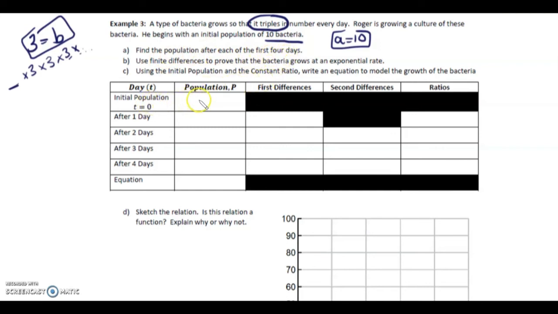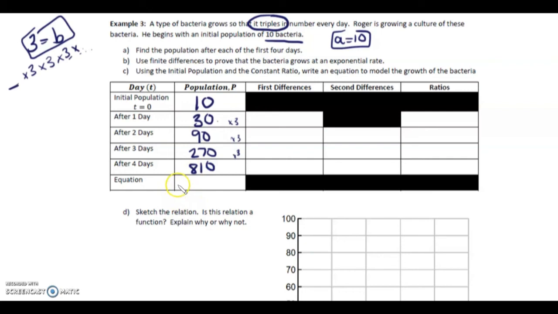So the initial population is 10. Now, what's 10 times 3? 30. So we don't do 10 times 6. What we do is we take this 30 and we multiply this by 3, and we get 90. And now we start with this 90 and we multiply this number by 3 and we get 270. And we multiply this number by 3 and we get 810.